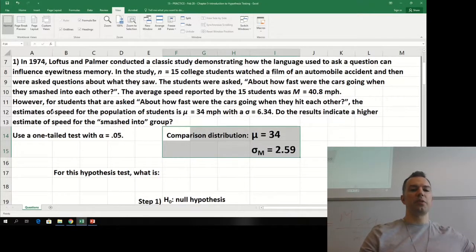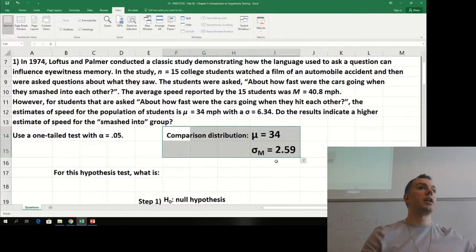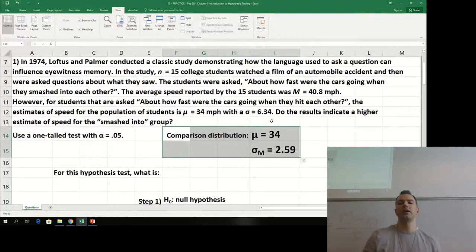The estimates of speed for the population of students is a mean of 34 with a standard deviation of 6.34. The comparison distribution is then a mean of 34 miles an hour with a standard deviation of 2.59. So it'll be the same as it is here in the text. And your challenge in the exam is going to be to remember not to use the population distribution, use that comparison distribution. Because the population distribution is a distribution of individuals, and it is only fair to compare an individual to a distribution of individuals.